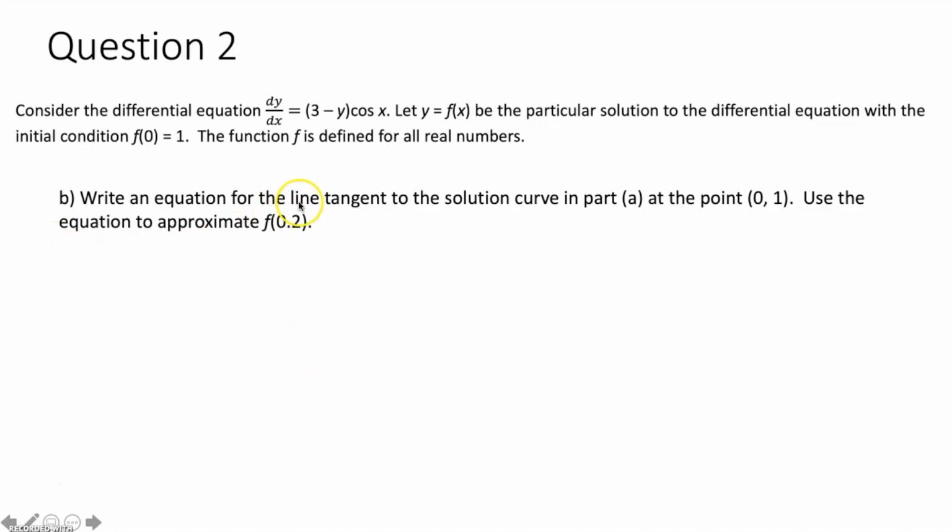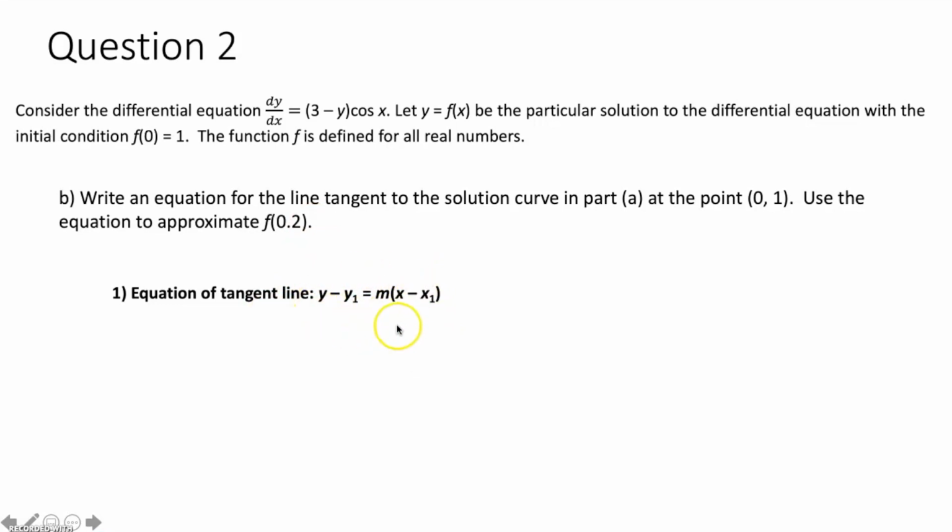Now part B says write an equation for the line tangent to the solution curve in part A at the point 0, 1. Use the equation to approximate f of 0.2. So again, before you get all excited about solving the differential equation, finding the particular solution, read the question more carefully. It says write an equation for the line tangent to the solution curve in part A. So you're writing the equation for the line that's tangent to your particular solution. So in order to write the equation of a line, all you need would be a point and a slope to plug it into point-slope form.